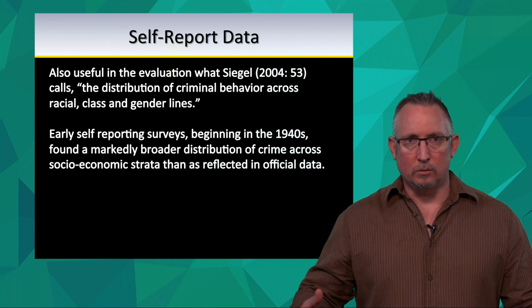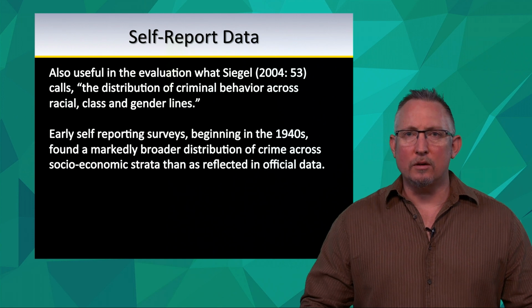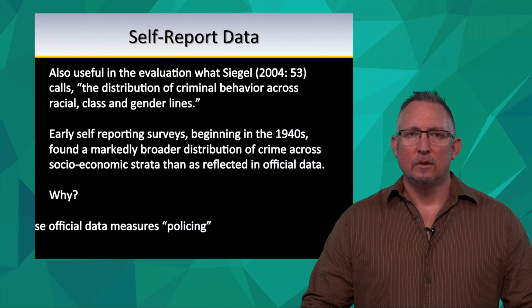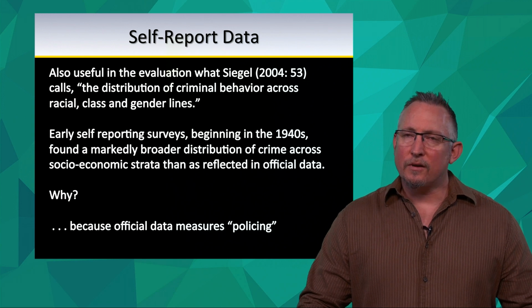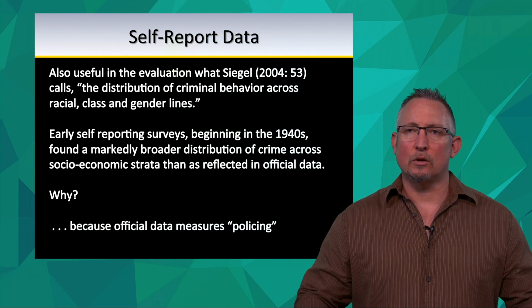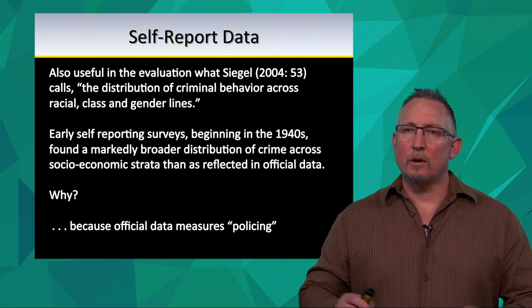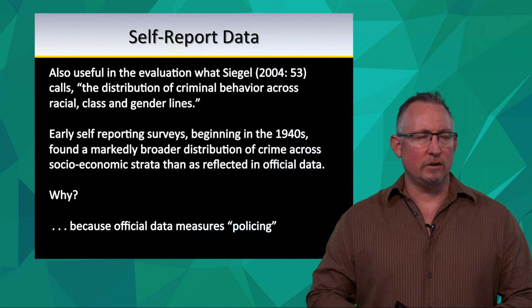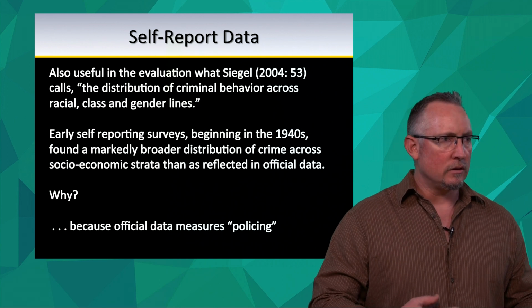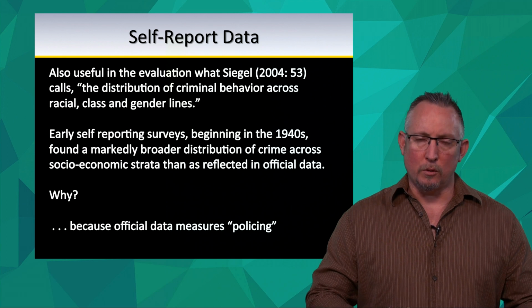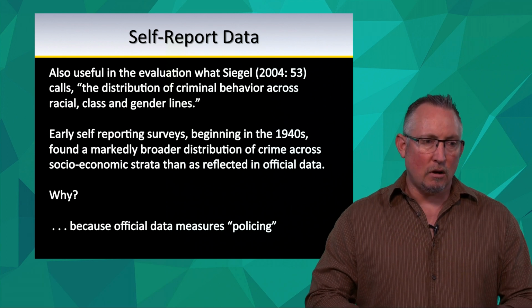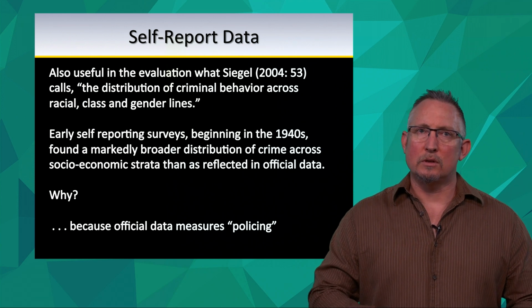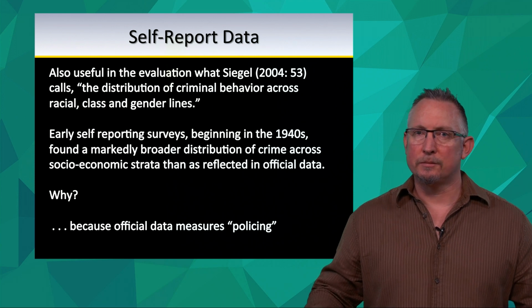So this is what I mean when they say found a markedly broader distribution of crime across socioeconomic strata than reflected in official data. The reason for this is fairly straightforward: official data doesn't measure crime as a social phenomenon. It measures policing, right? So particularly 50, 60, 70 years ago, there was a high degree of belief both within police as well as society that crime was largely a lower class phenomenon, right? So it was the lower class that tended to be more heavily policed.